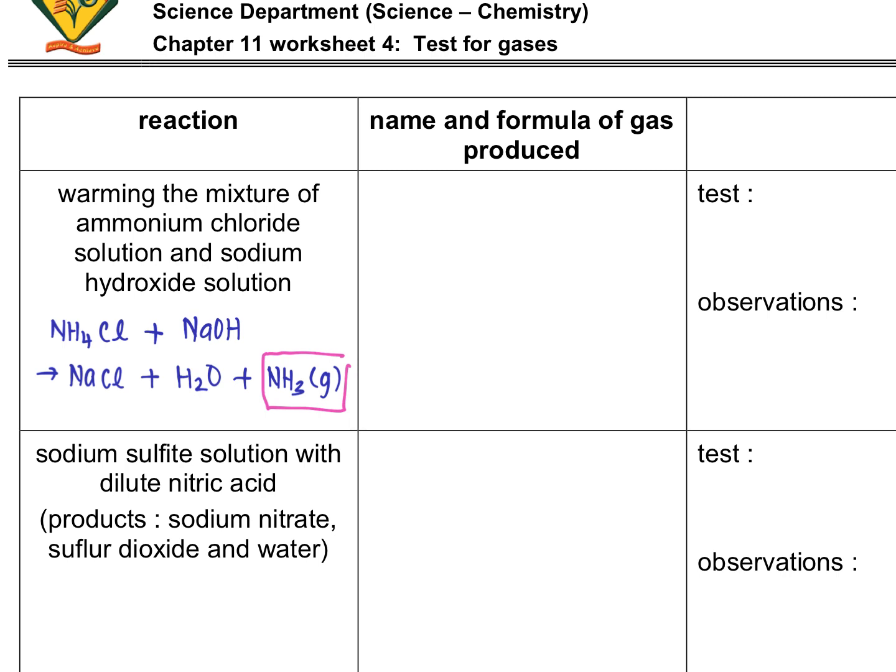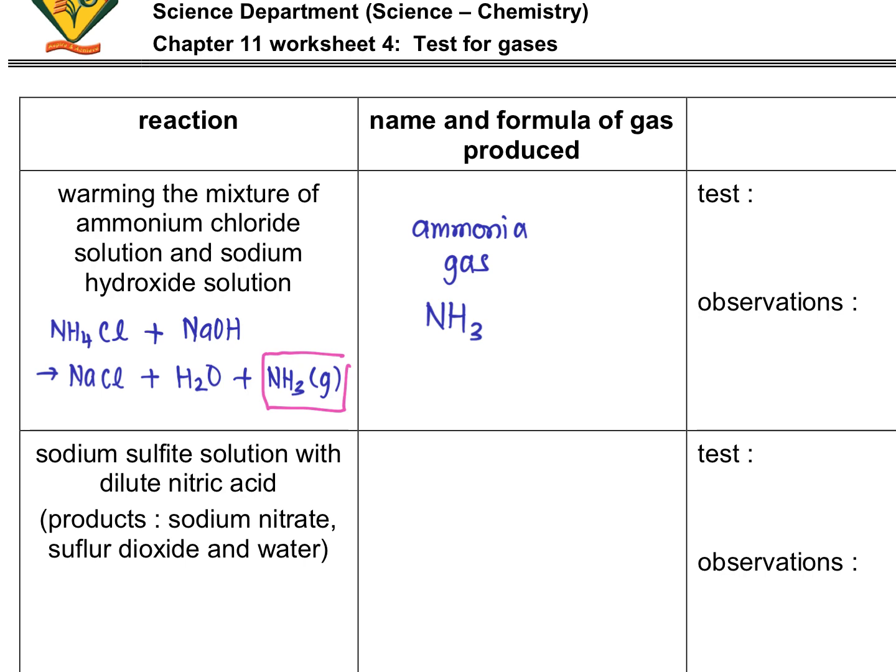Okay, so name and formula of the gas produced. This is your ammonia gas. So NH3. Okay, NH3. What is the test you carry out for ammonia gas? What is the chemical or the substance you use to test for ammonia gas?